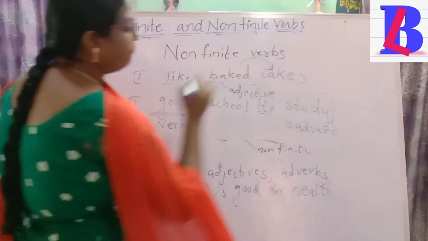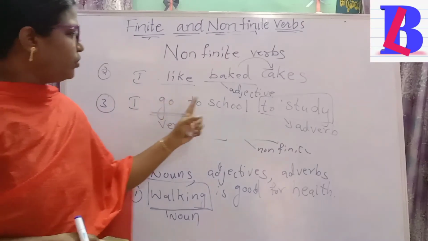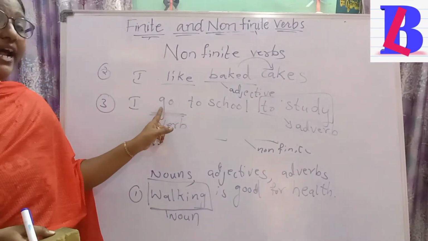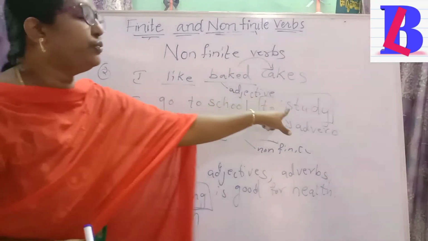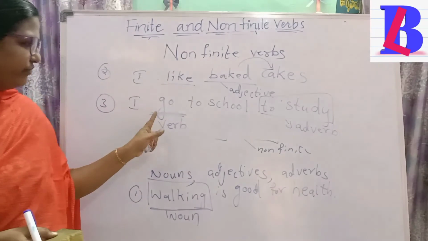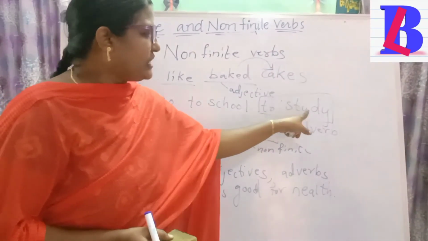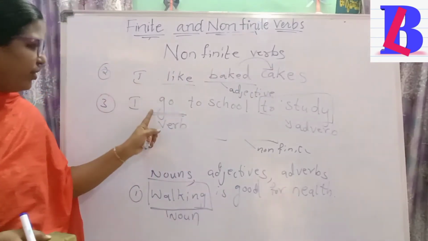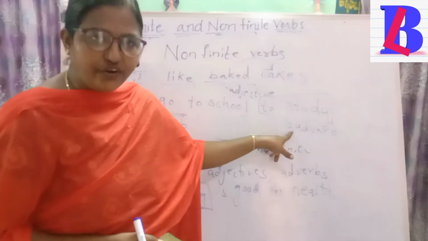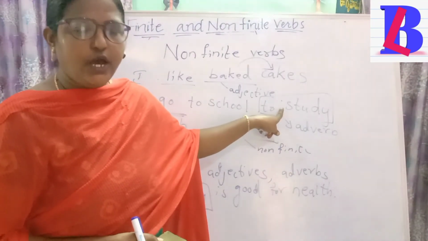How can you say that it is an adverb? I go to school to study. Here, why do you go to school? To study. Words which modify a verb come under adverb. Here, to study modifies the verb go. So here it is acting as an adverb and it is a non-finite verb.